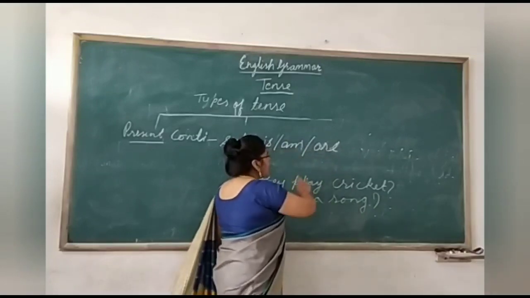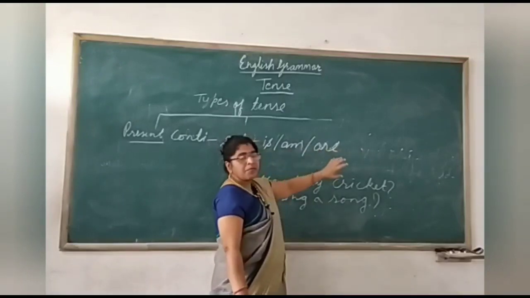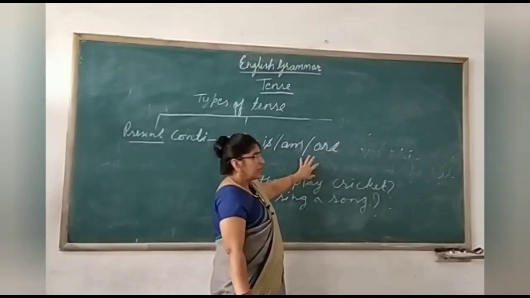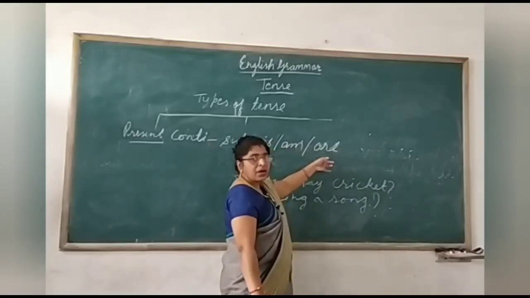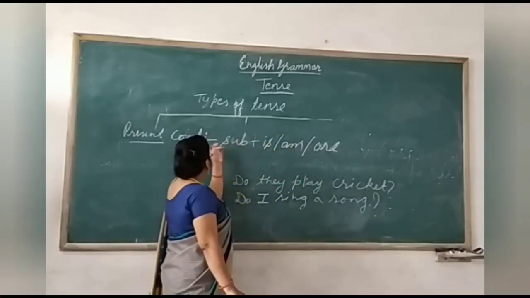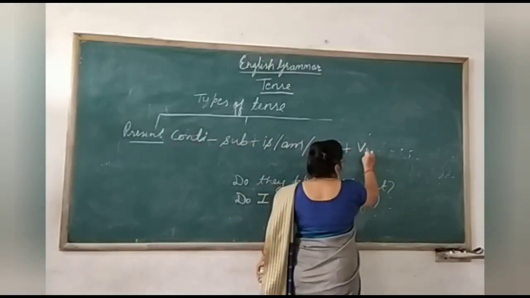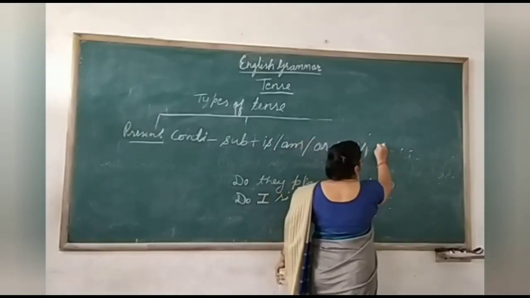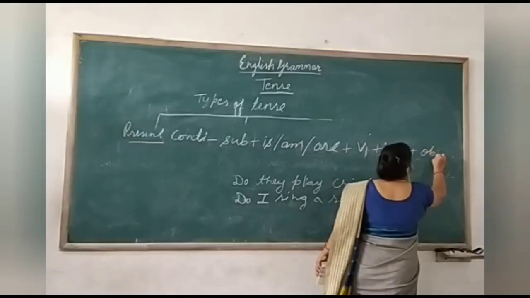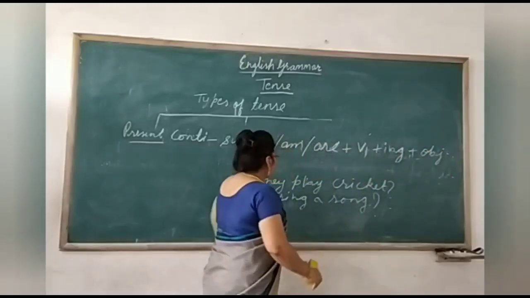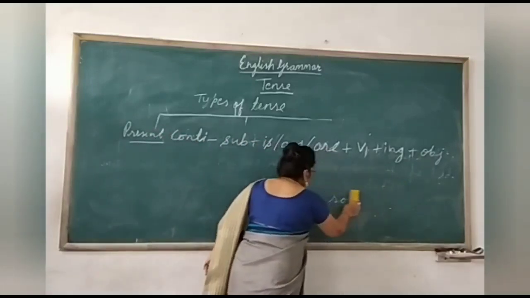Okay? These are also known as auxiliary verbs. Why are they so? Because they help the main verb to form the continuous tense. In this tense, subject plus is, am, are, then what will you add? V1. That means first form of verb, then you will add to it ing, then object. Clear? Now, with the structure, let us construct the sentence.